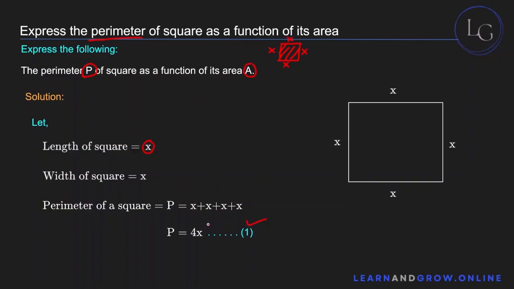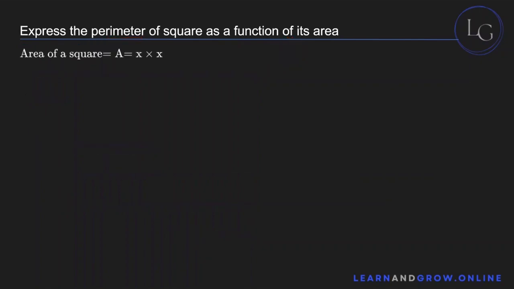Now, we have to find an expression that expresses P as a function of the area A. So now that we know that the perimeter is equal to 4x, we need to see what the area is equal to. The area of a square can be found by multiplying the length with the width, and both are x, so that just becomes x squared, right?